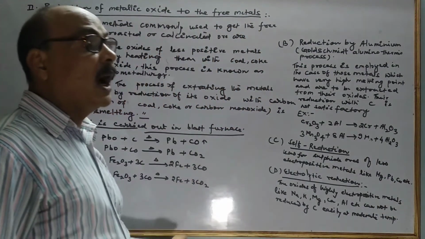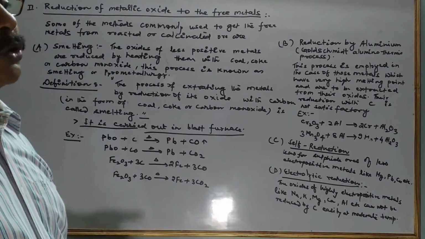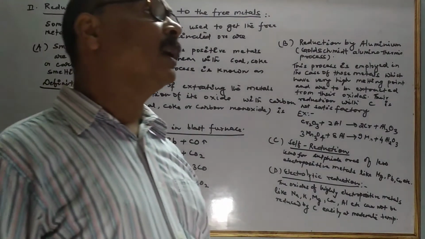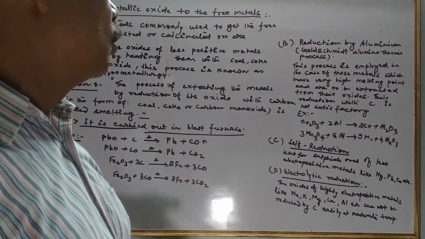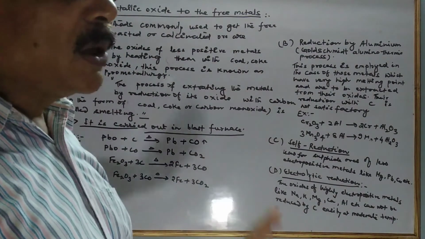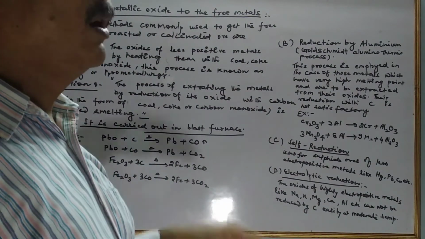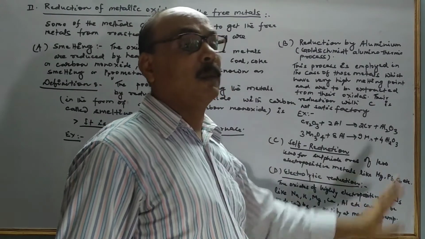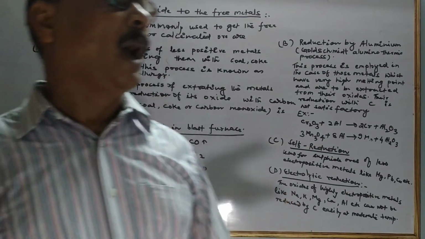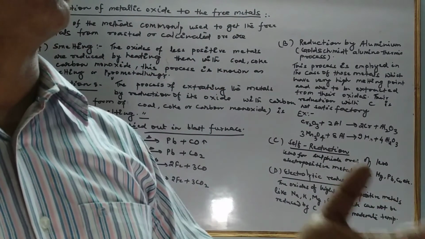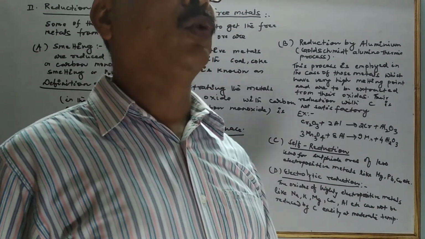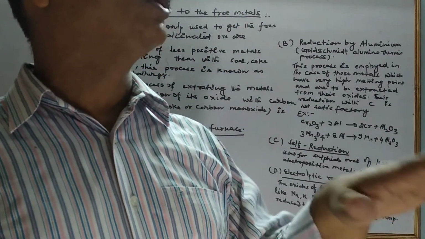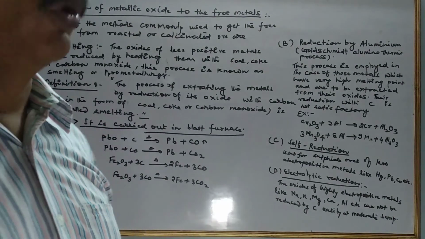If the metal is highly electropositive, like sodium, potassium, magnesium, calcium, aluminium, then the carbon reduction process is not suitable there. And in place of the carbon reduction process, what do we use? We use the electrolytic reduction process, in which either the hydroxides or the chlorides of the metal are electrolyzed, when the crude metal gets deposited on the cathode.